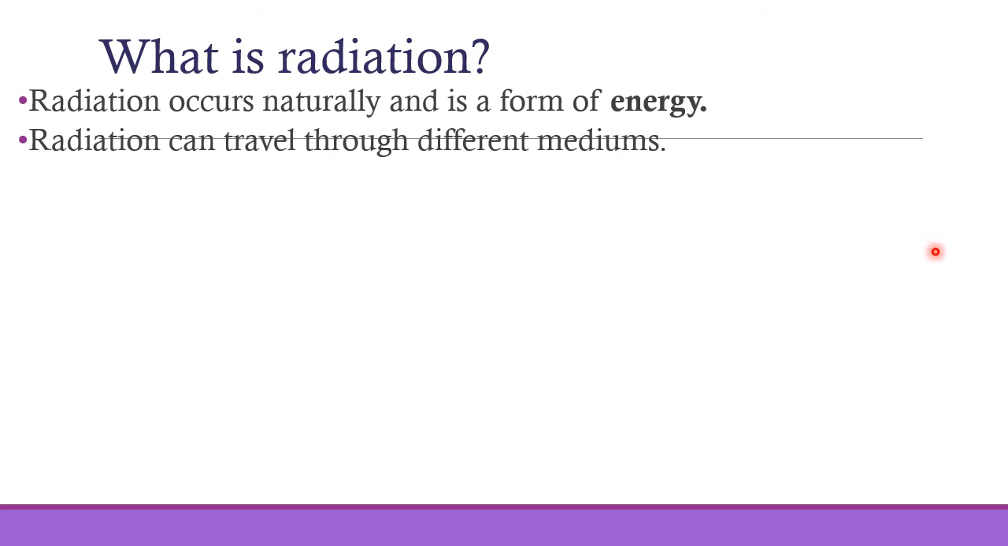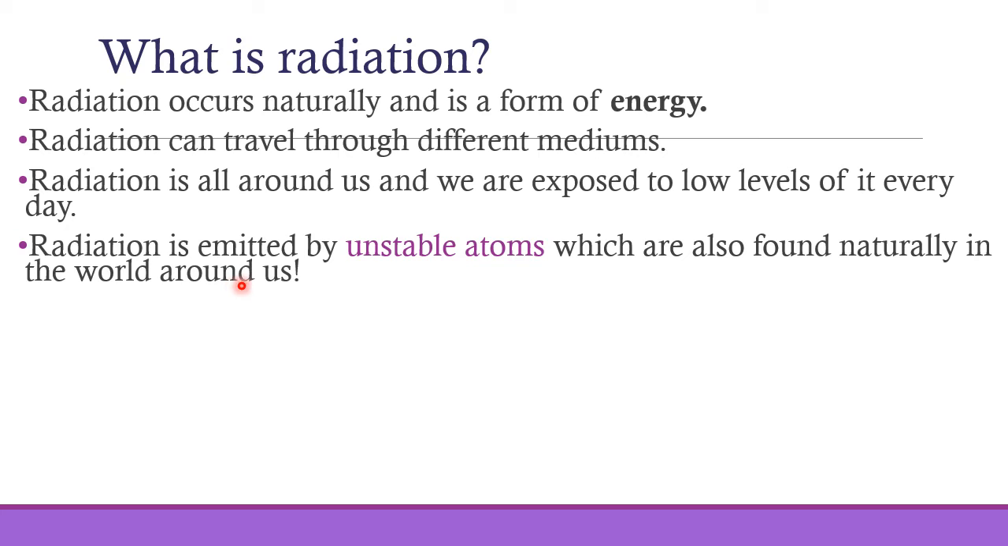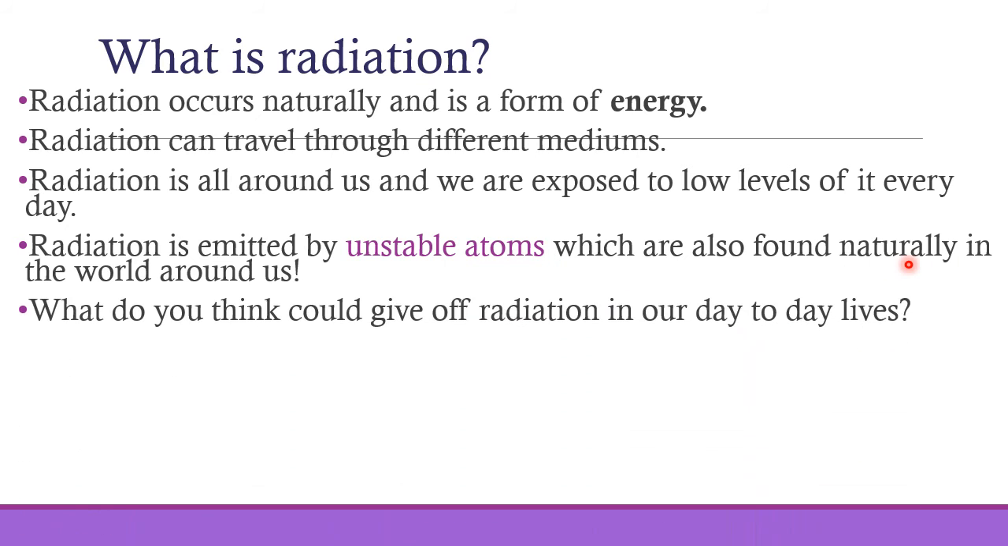Radiation can travel through different mediums, as we've found out. And radiation is all around us and we're exposed to low levels of it every day. So remember, radiation occurs naturally and is something that surrounds us on a day-to-day basis in low levels, and these low levels are harmless to us. Radiation is emitted by unstable atoms, remember, which are found naturally. But also remember, in the nuclear reactor, there is a lot of unstable atoms in one place, and that can be quite harmful in one place.